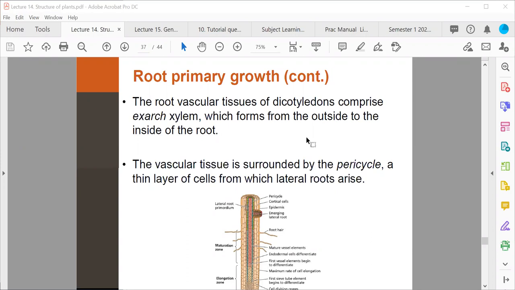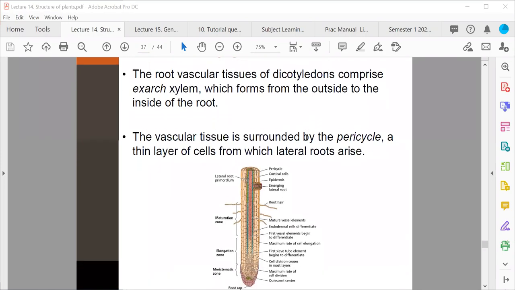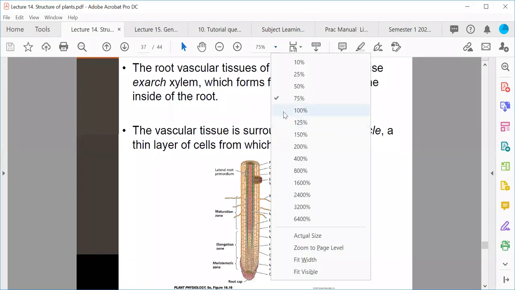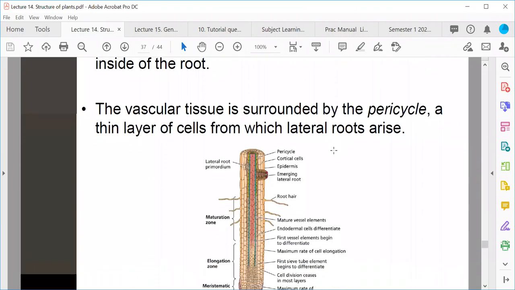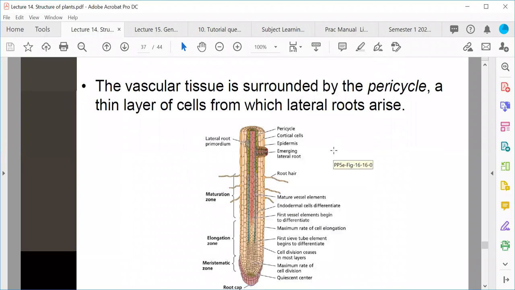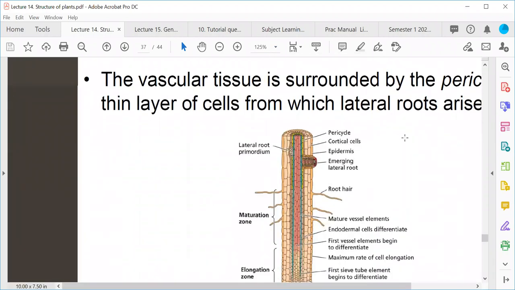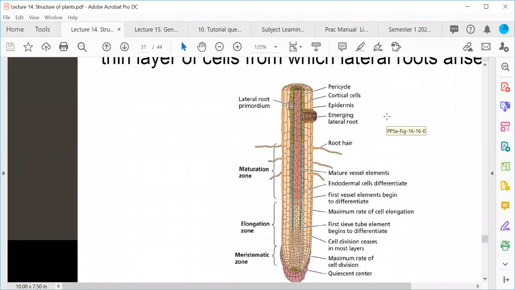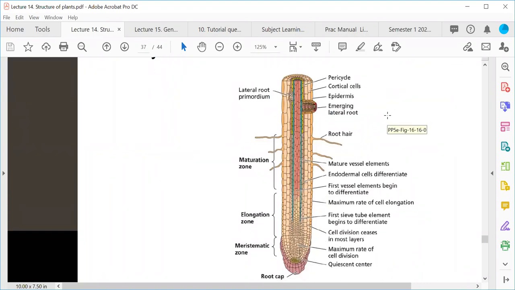All right, let's look at the roots a little bit more closely and look at some really interesting features. And I'll just enlarge this for you. Okay, maybe a little bit bigger. All right, so hopefully you can see that all right. Okay, this is a rather nice image, this one.